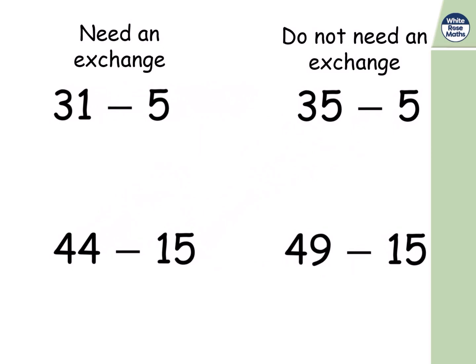We can see in the calculations that do not need an exchange, the 1's digit is the same or more in the first number than it is in the second number. We have 35 subtract 5. 5 subtract 5, it's the same. Or 49 subtract 15. We've got 9 1s subtract 5 1s. We can do that. In the calculations that need an exchange, like 31 subtract 5, our 1 in the 1's place is a lower number than 5 that we're subtracting.